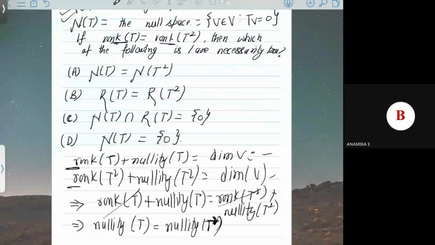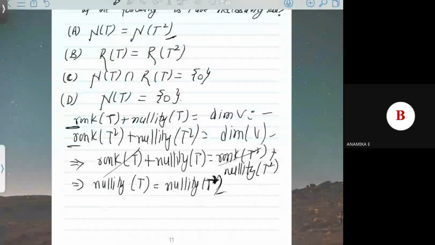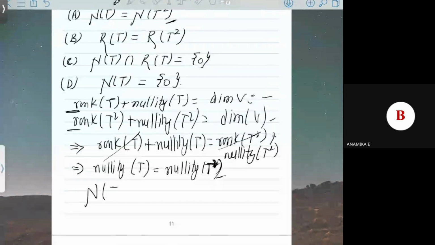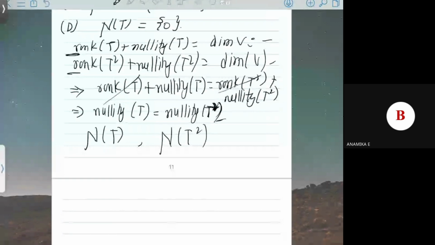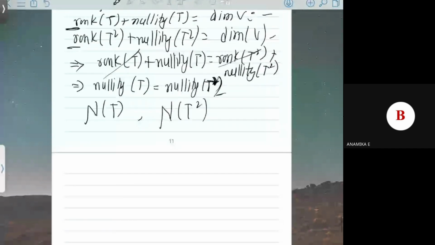But in option A, we are asked about the null space. So we get that the dimension of null space of T is equal to the dimension of null space of T square. But we are asked whether as a set, the null space of T is equal to the null space of T square. Right. So can somebody tell me the relation between null space of T and null space of T square? Which one is contained inside the other? I'm writing a statement. Someone needs to tell me the verification for this. Is that right?